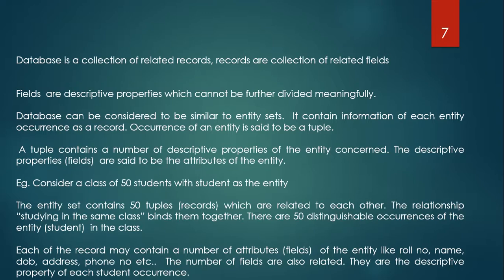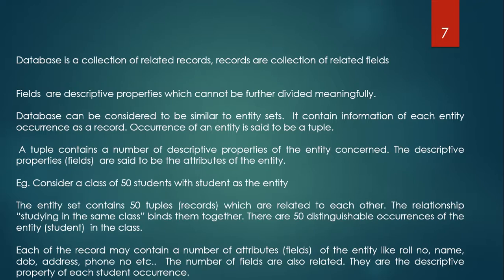Example, consider a class of 50 students with student as the entity. The entity set contains 50 tuples, as I already explained. In the class there are 50 students, so there are 50 records which are related to each other. The relationship of studying in the same class binds them together. There are 50 distinguishable occurrences of the entity student in the class.